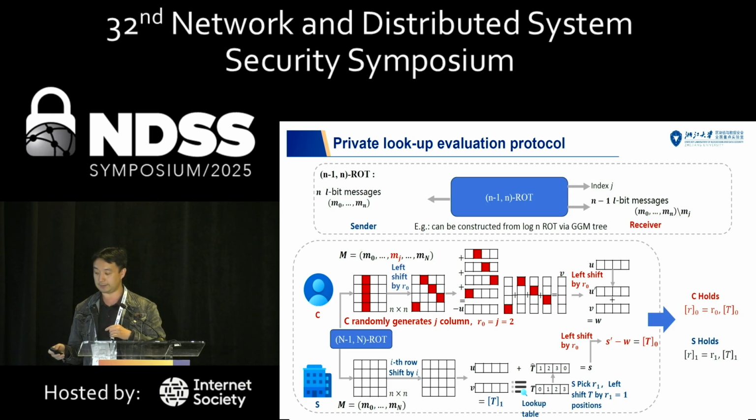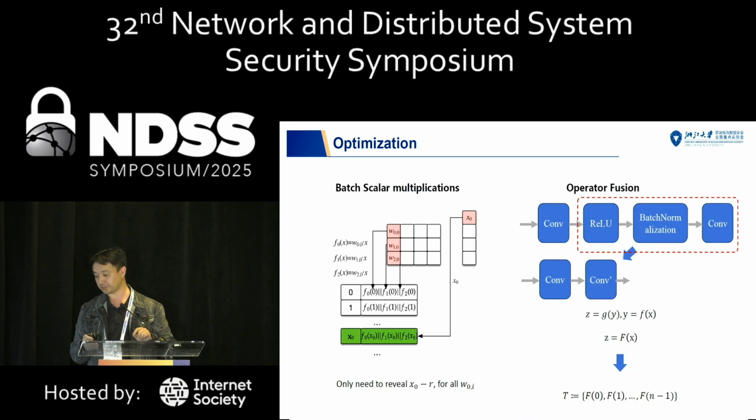Okay. Then they do some shared shift thing. Well, I will hide the detail due to the time limitation. You can look at the paper, but at the end, they are going to share the shifted table, okay, and share the offset R. Okay, and we do some optimization.